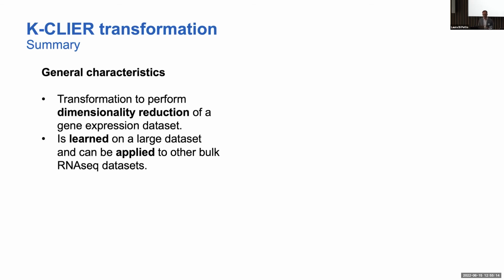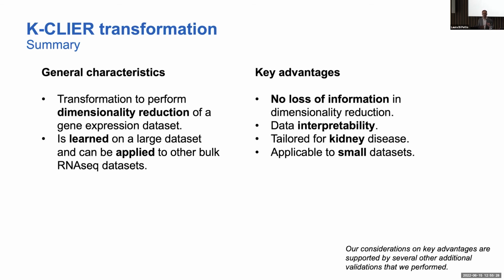So the main messages from this part are that our K-CLIER is a dimensionality reduction transformation. It was learned on a large dataset on TCGA and can be applied to any gene expression dataset that we have. The most interesting thing is that there is no loss of information in doing this operation. Also, a part of the data are directly interpretable in terms of cell type or cell state. Also, this is by construction tailored on kidney disease, since we fed the algorithm with kidney-specific information.